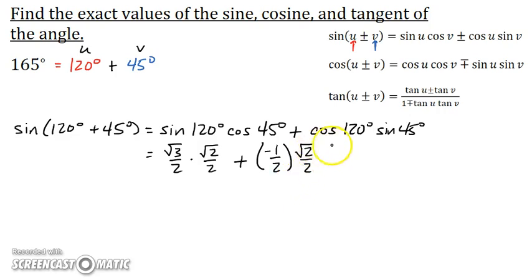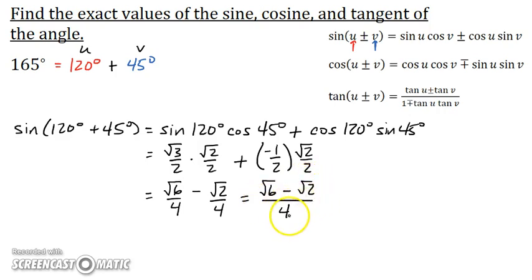And what I need to do at this point is just simplify. So when I multiply these together, I get square root of 6 divided by 4. Remember, you multiply fractions, numerators and denominators separately. And if I multiply negative 1 by square root of 2, I'm going to get minus square root of 2 over 4. And actually, I can make one fraction out of that because the denominators are the same. And there's my value of sine of 165 degrees exactly. Square root of 6 minus square root of 2 all over 4.